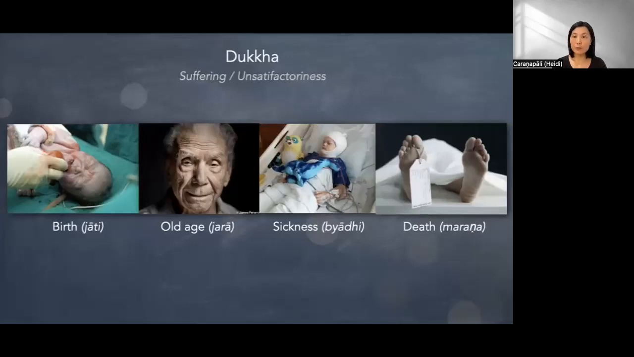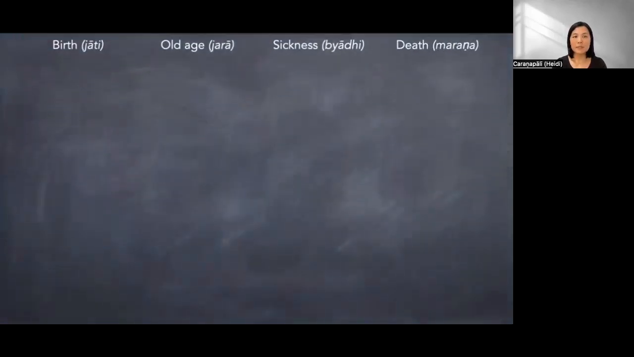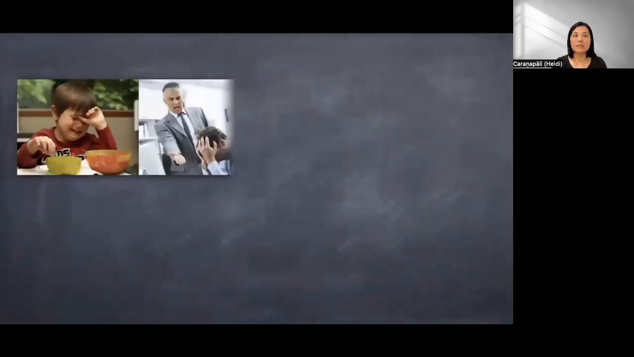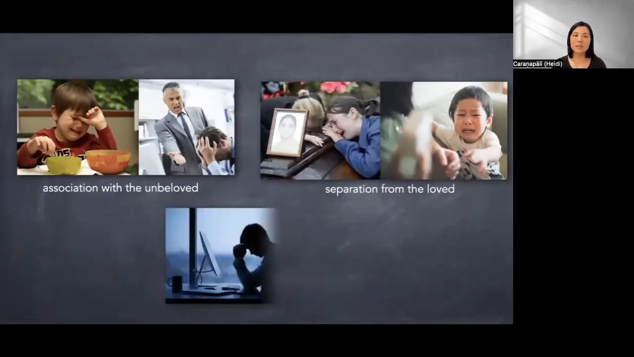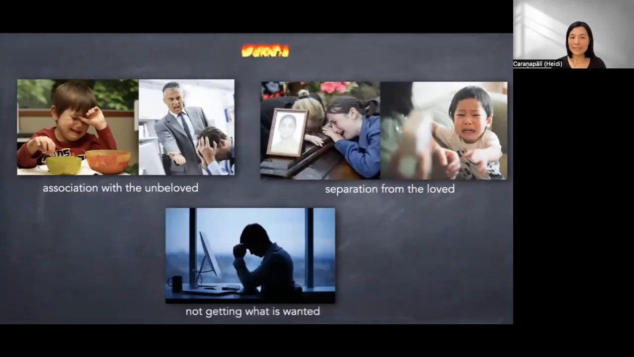But then the Buddha further explained that association with the unbeloved things or person is also dukkha. And the separation from the loved, whether things or person, is also dukkha. Also, not getting what is wanted is also dukkha. So all this is dukkha that we can understand because we experience this in our own life, yeah?